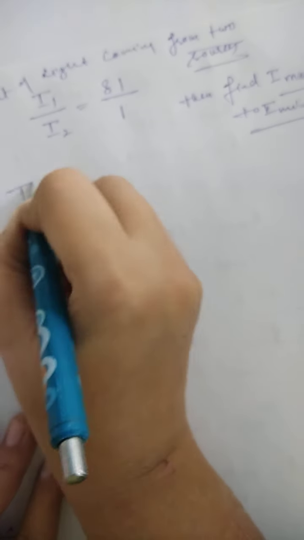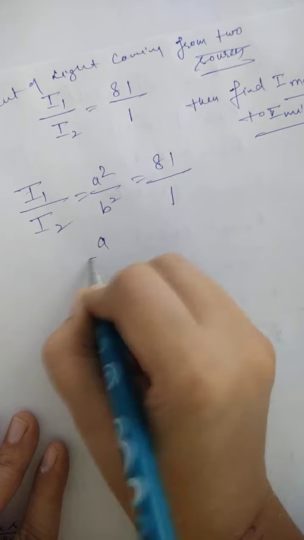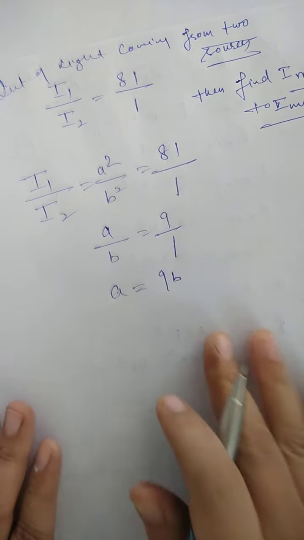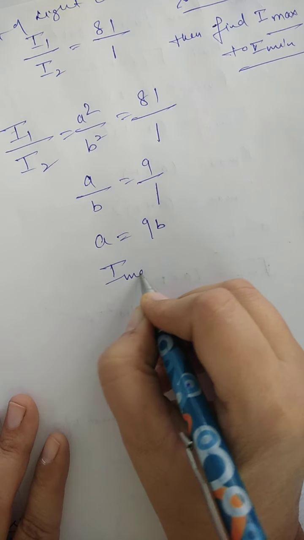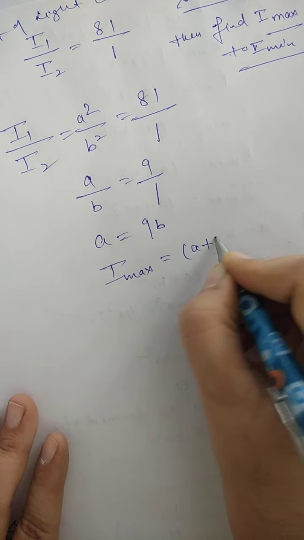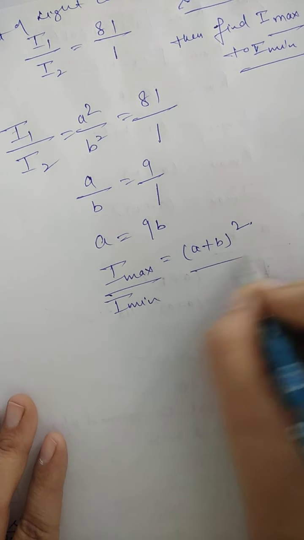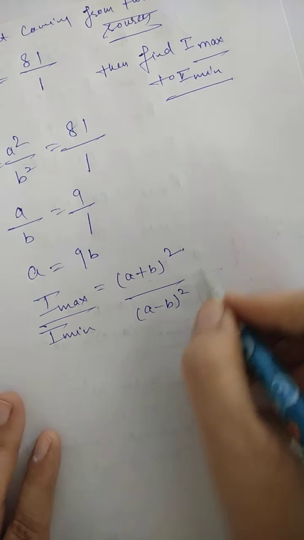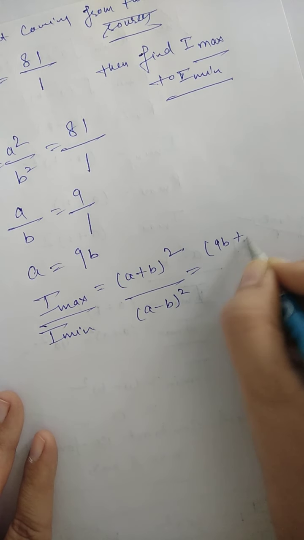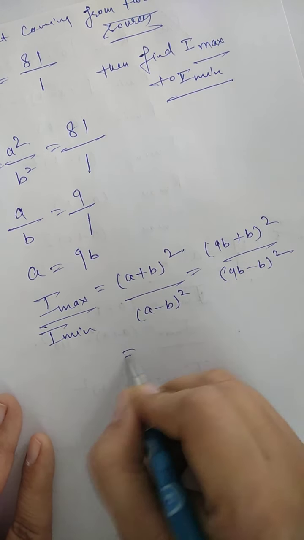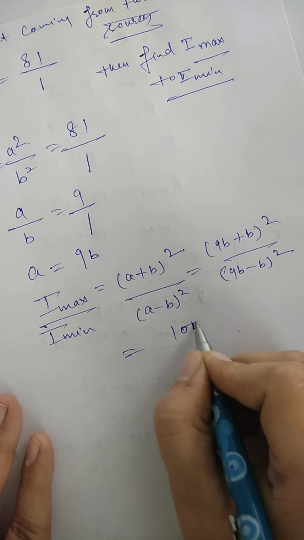So student, you can write this as I1 upon I2 is equal to A square upon B square is equal to 81/1. तो A upon B कितना हो जाएगा? 9:1. तो A is equal to 9 times of B. तो I maxima कितना हो गया? This is equal to A plus B whole square divided by I minima, which is A minus B whole square. तो आप पुट करो यहाँ पर 9B plus B whole square. This is 9B minus B whole square. This is 10B square. This means 100B square.